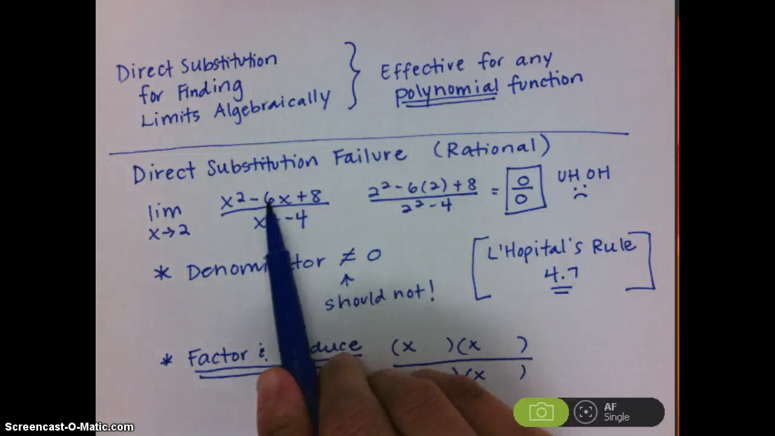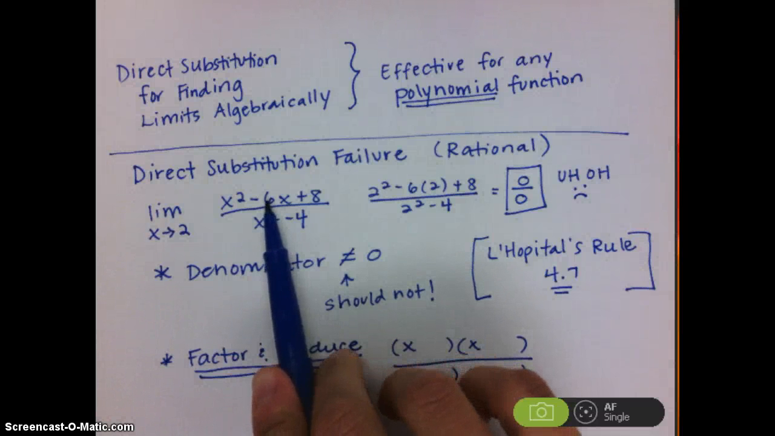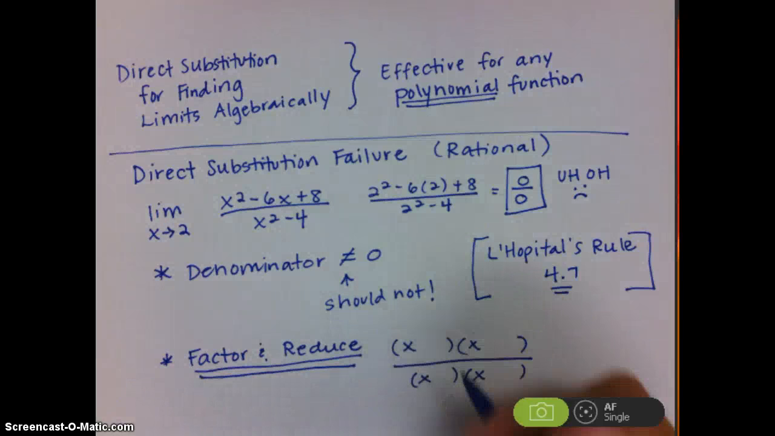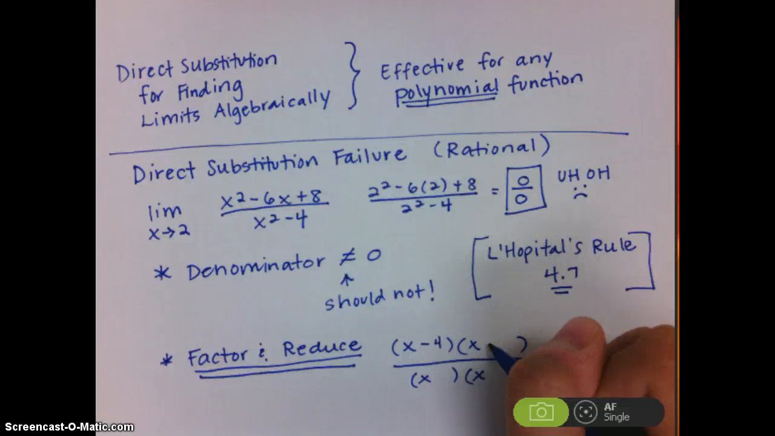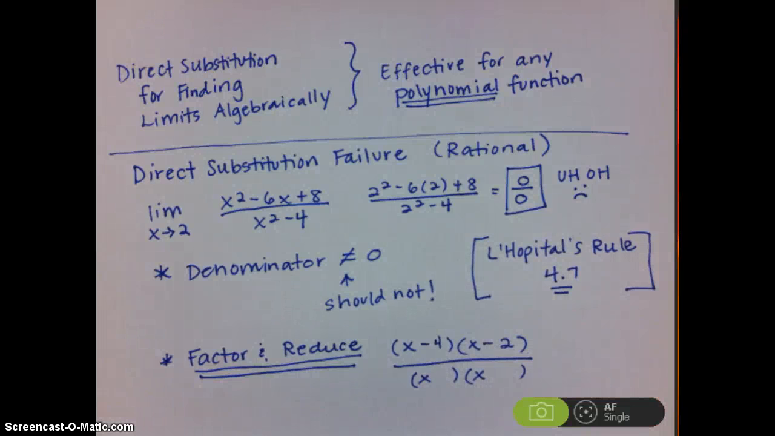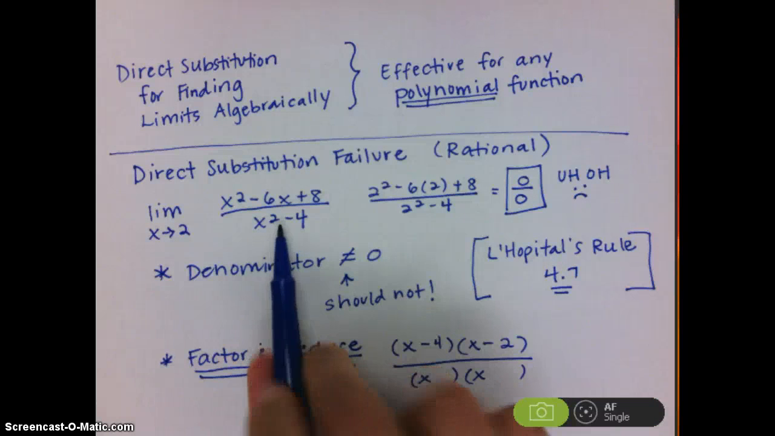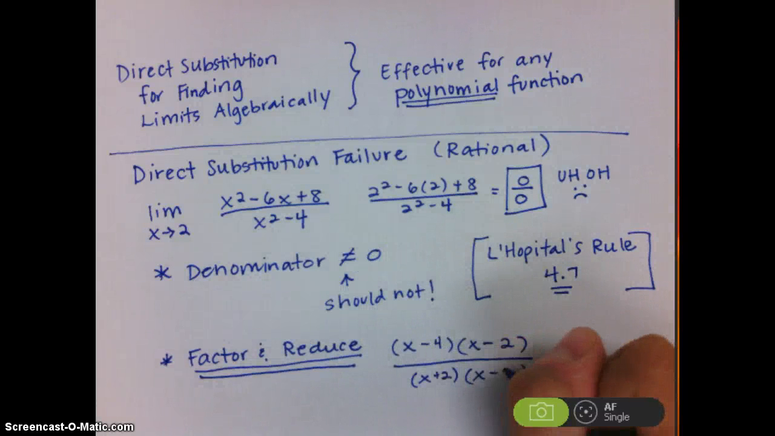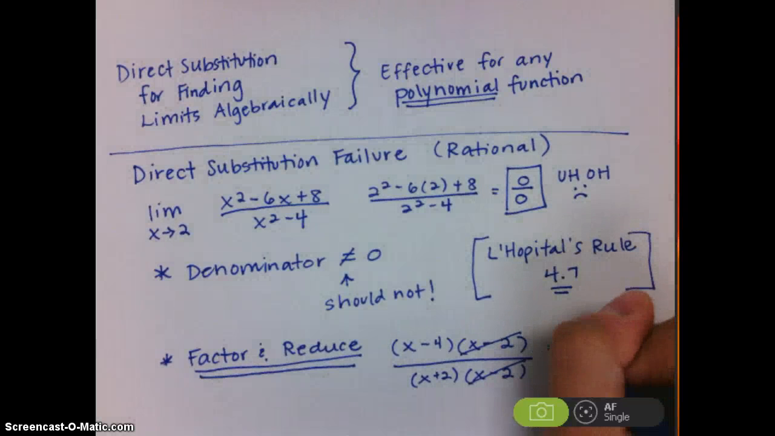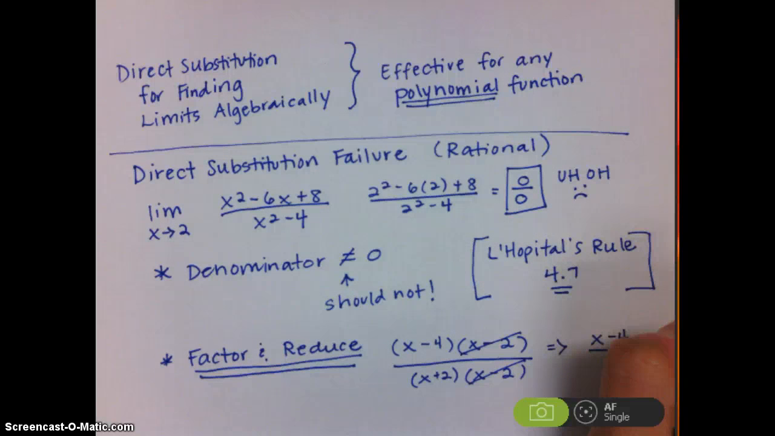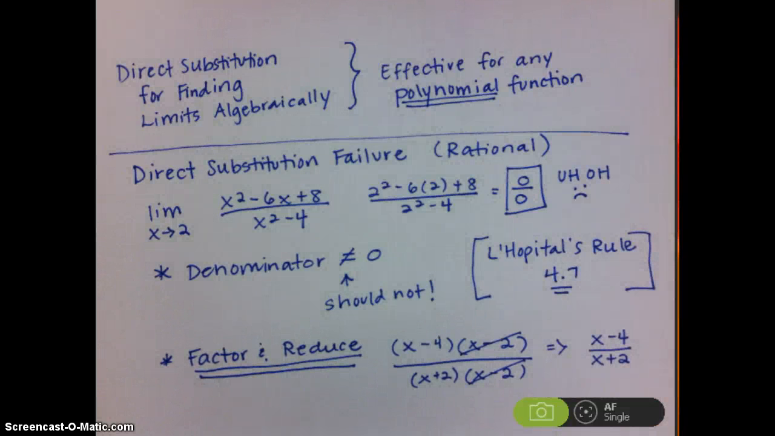We're sort of reversing the FOIL process, if that's a term that you're familiar with from algebra, in the numerator here. And we're going to get x minus 4 and x minus 2. In the denominator we have a difference of 2 squares, so we get x plus 2 and x minus 2. And you can see that this x minus 2 factor does cancel for us. So that results in a new rational function, x minus 4 over x plus 2.